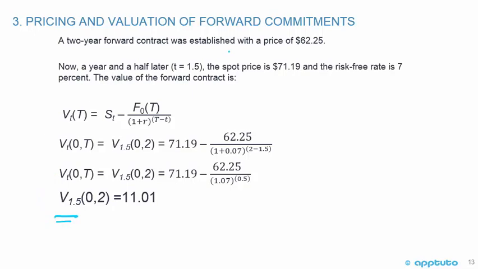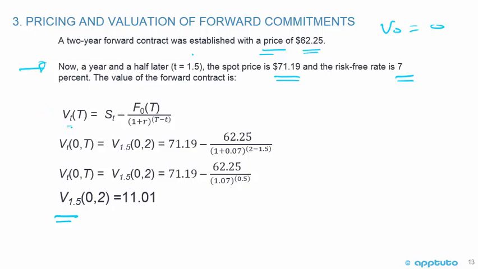Okay, so we're just going to work through an example for the value of a forward during the life of the contract. So a 2-year forward contract was established with a price of $62.25. Now remember the difference between the price and the valuation. The valuation at time 0 equals 0, but we have a forward price that we've agreed to. Now it's a year and a half later, small t equals 1.5, and the spot price is $71.19, and the risk-free rate is 7%. So now we're going to have a valuation for the forward contract during the life of the contract. And here's the formula.